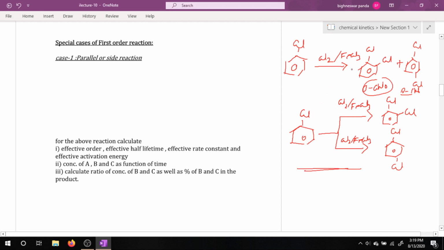From this reaction, the ortho and para products, we can calculate what is the major product and what is the minor product. The percentage decides major or minor: the product with the greater percentage is the major product, and the one with the lesser percentage is the minor product. How to know what is major and what is minor? We have to study the parallel reaction, which is important.